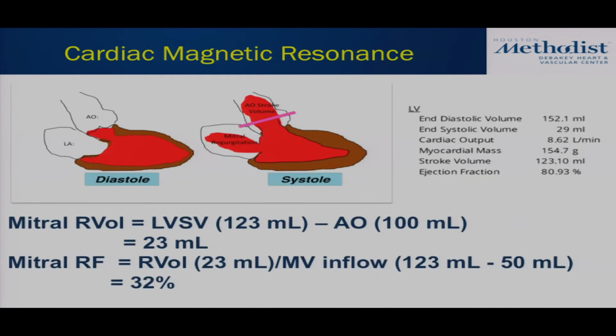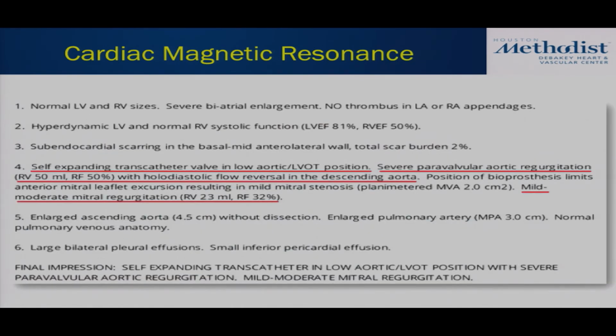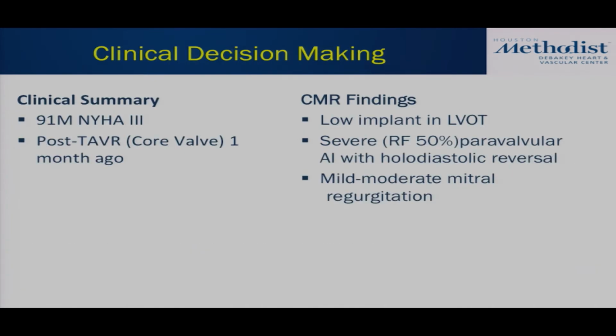And lastly, to assess the degree of mitral regurgitation, we do it indirectly, and we ended up with a mitral regurgitation volume of 23% and regurgitation fraction of 32%. So what did we think at the end? We thought there was severe paravalvular aortic regurgitation, regurgitation volume 50 milliliters and regurgitation fraction 50%, that the TAVR valve was in the low aortic LVOT position, and that there was mild to moderate mitral regurgitation.